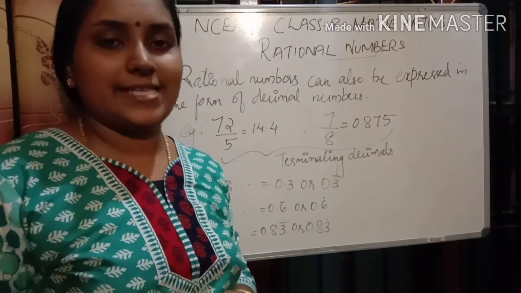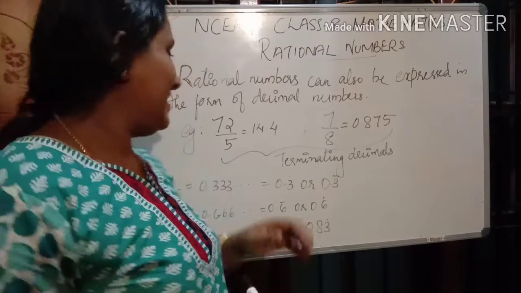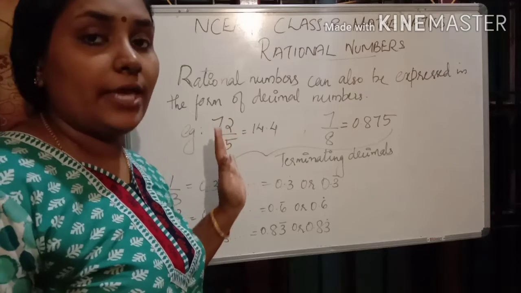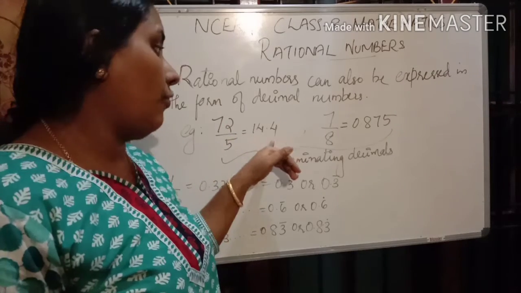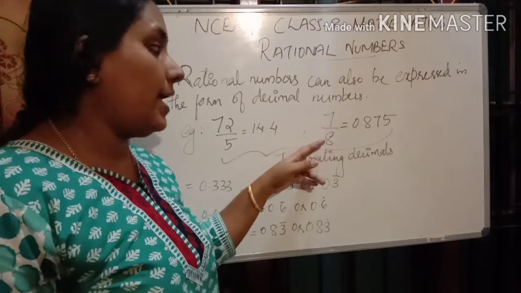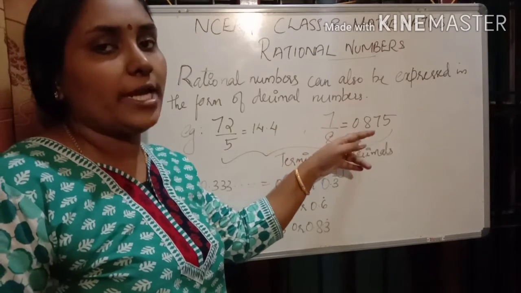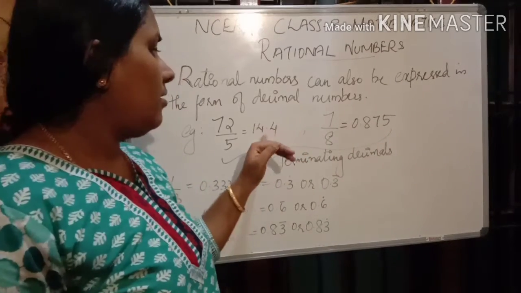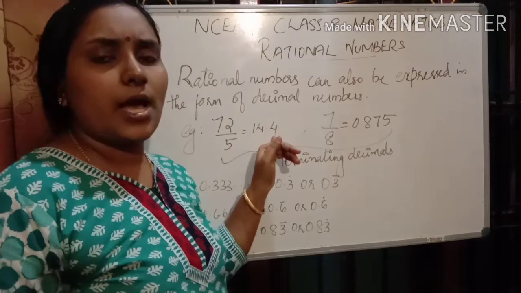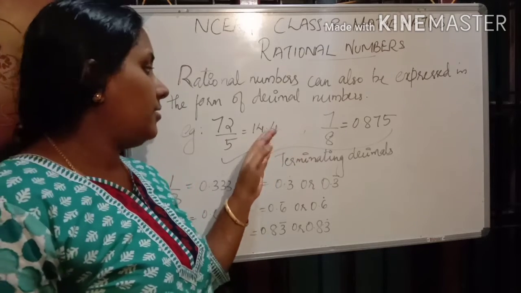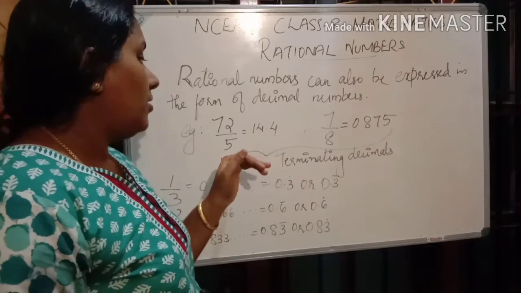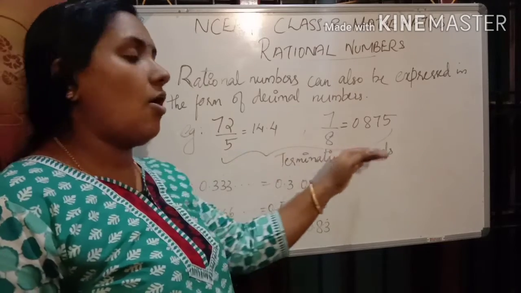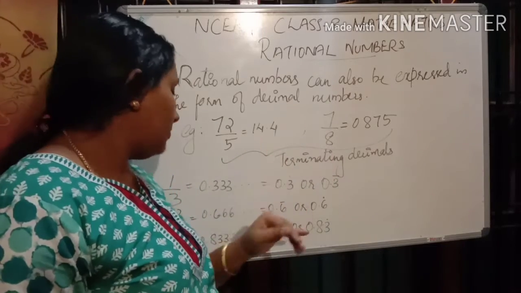Rational numbers can also be expressed in the form of decimals. Let us see some examples. 72 by 5 can be written in decimal form, that is 14.4. See, 7 by 8 can be written as 0.875. These decimal numbers are terminating here, right? It is not repeating after the decimal point. So, these are called terminating decimals.